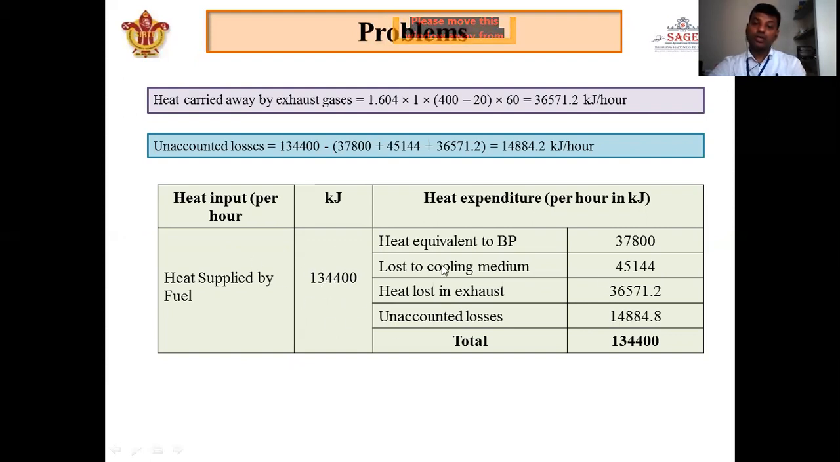Now the right hand side will be the distribution of this total energy. The heat equivalent to brake power, which we have already calculated, is 37,800. Heat loss to cooling medium is 45,144. Heat loss to exhaust gas, which we just calculated, is 36,571.2 kilojoule per hour. And unaccounted losses is 14,884.8 kilojoule per hour. Obviously this will come out to be the total heat supplied, because we calculated the unaccounted loss like this. But we have to represent this in the form of a table to draw the heat balance sheet.